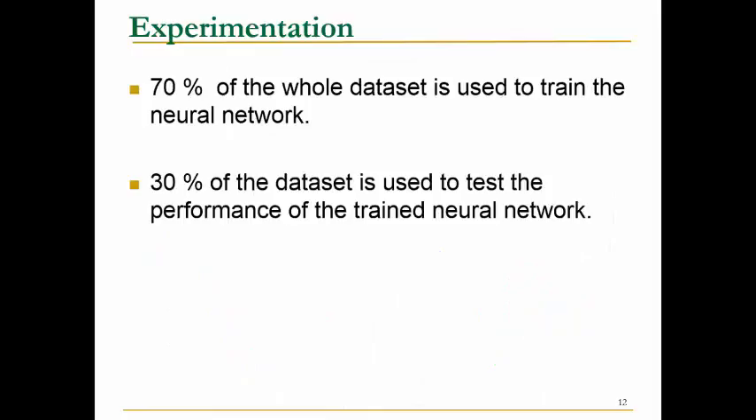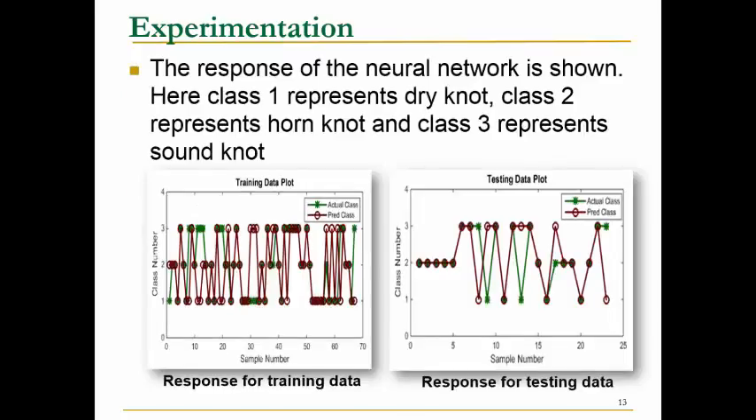70% of the whole dataset is used to train the neural network. 30% of the dataset is used to test the performance of the trained neural network. The response of the neural network is shown here. Class 1 represents dry knot, class 2 represents horn knot, and class 3 represents sound knot.